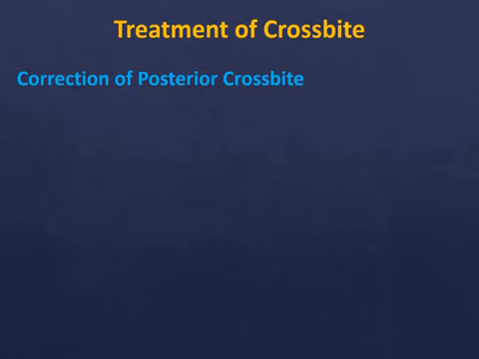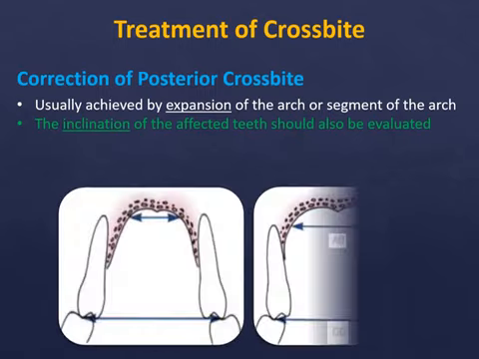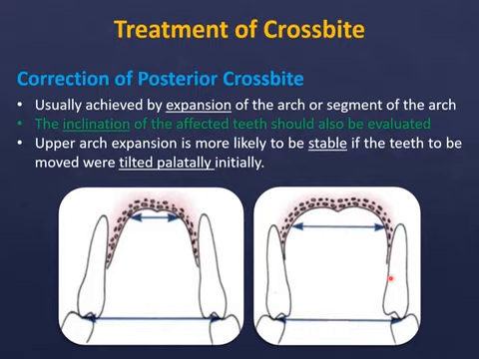Now, correction of posterior crossbite. This is usually achieved by expansion of the upper arch or a segment of the arch, and it is important to evaluate the inclination of the affected tooth from the beginning. If the teeth in crossbite are palatally tilted, the treatment will be more stable by expansion of these teeth than in the case where the teeth in crossbite are normally inclined.